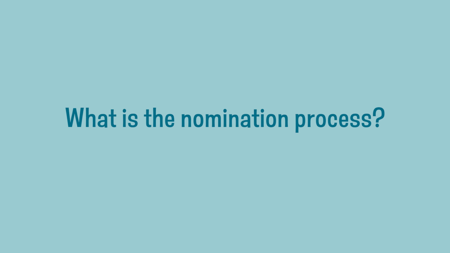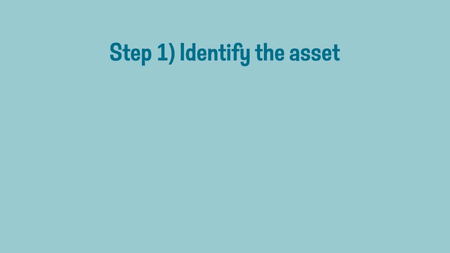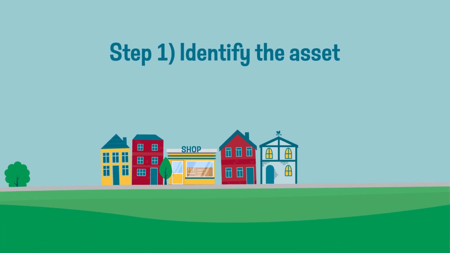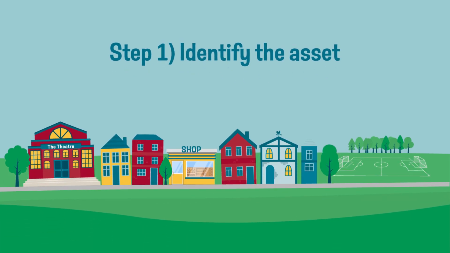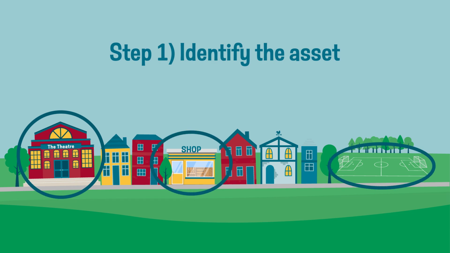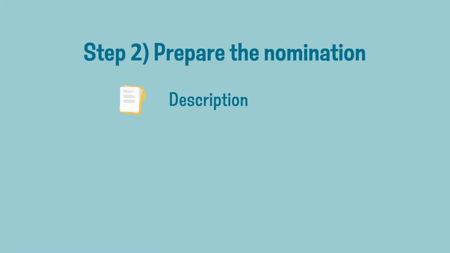So, what is the nomination process? There are 5 steps to nominate an asset with the East Suffolk Council. Step 1, identify the asset. Look around your local parish and the local area and identify those properties or pieces of land that are of value to the community. Remember, we're looking for improving and furthering the social well-being and the social interests of local residents.